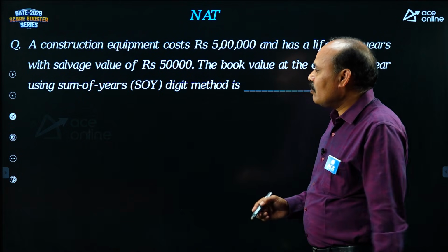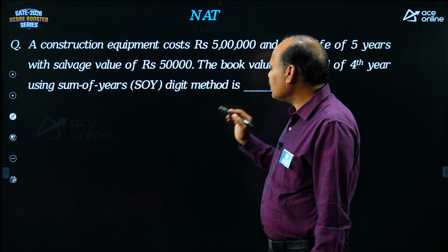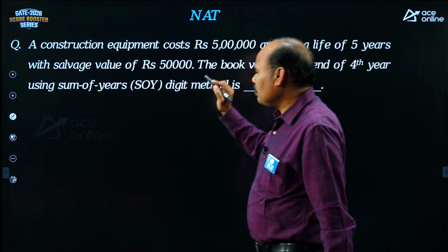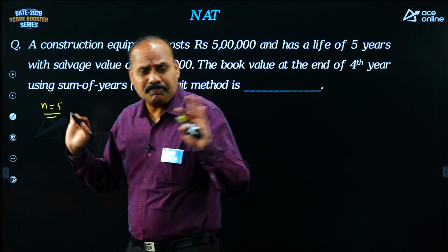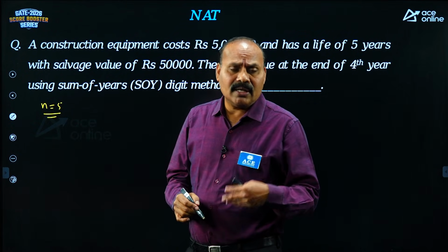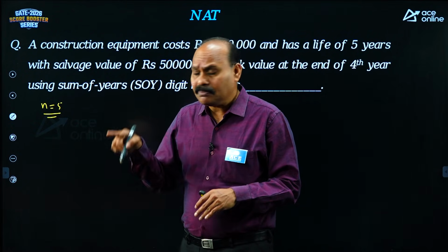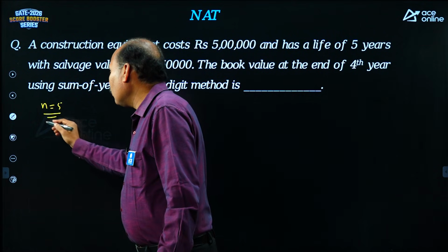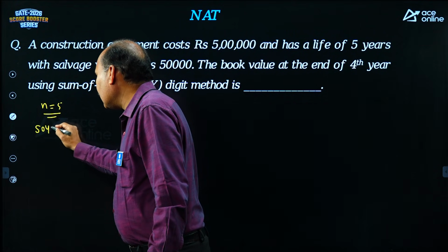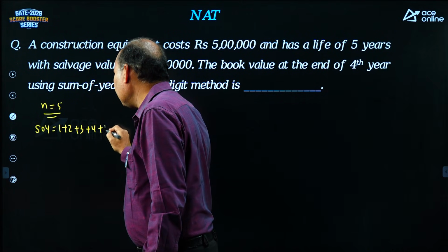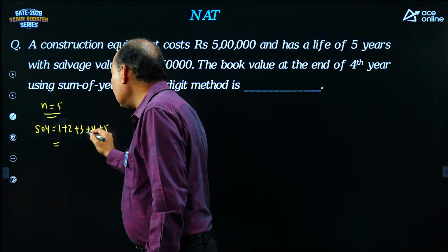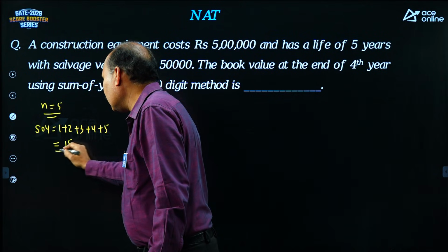So this method is sum of years digit method. According to sum of years, don't forget 5 years is mentioned. N is equal to 5. I am telling you one simple technique, for those who have not attended my classes, those who are not my students. N is equal to 5. So what we can do, the sum of years you can take 1 plus 2 plus 3 plus 4 plus 5. It is equal to 6, 10, 15. Sum of years is equal to 15.